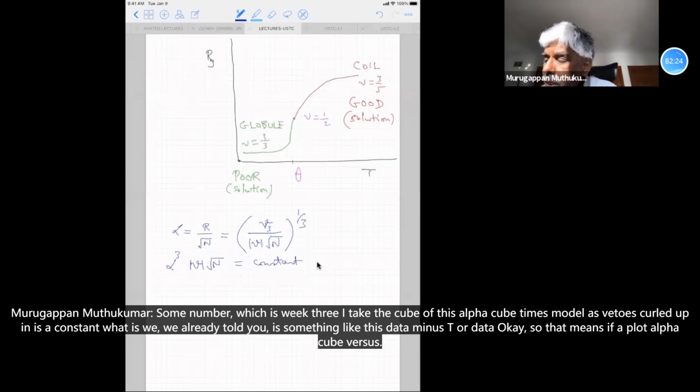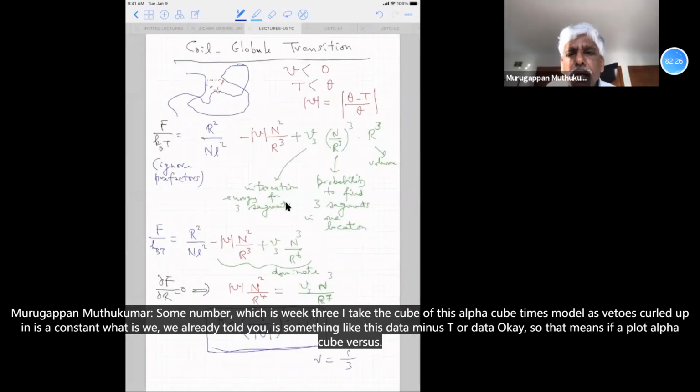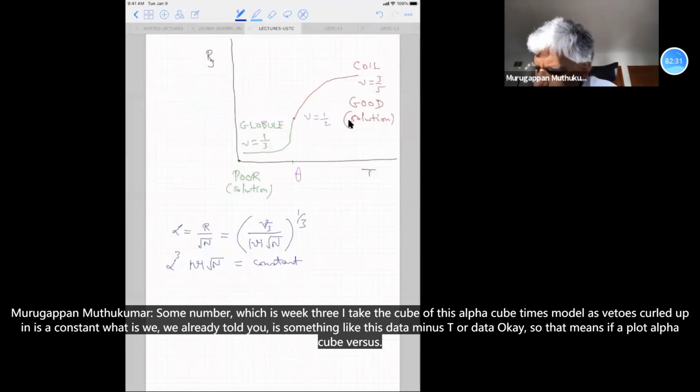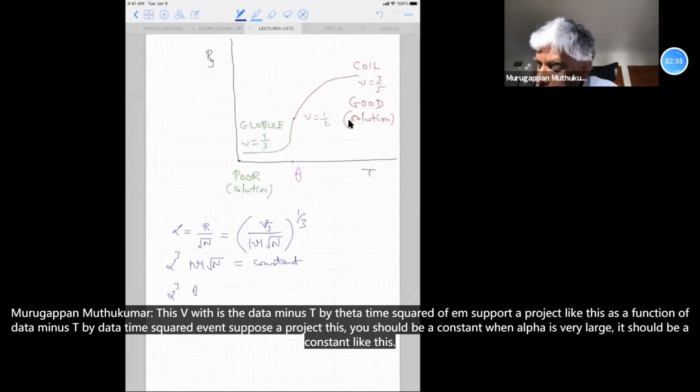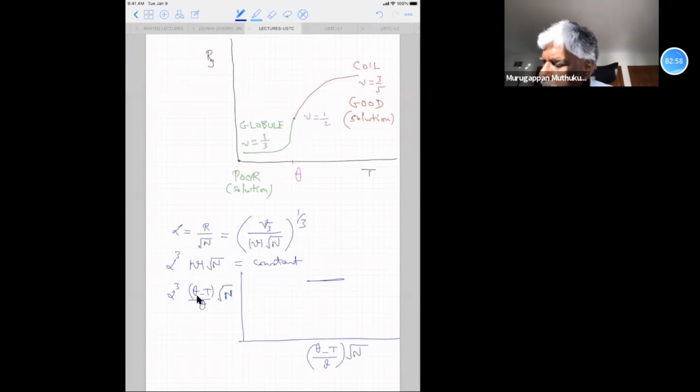What is V? V, I already told you, is something like this, theta minus T over theta. So that means if I plot alpha cubed versus this V, which is theta minus T by theta times square root of N, suppose I plot like this, it should be a constant when alpha is very large, like this.